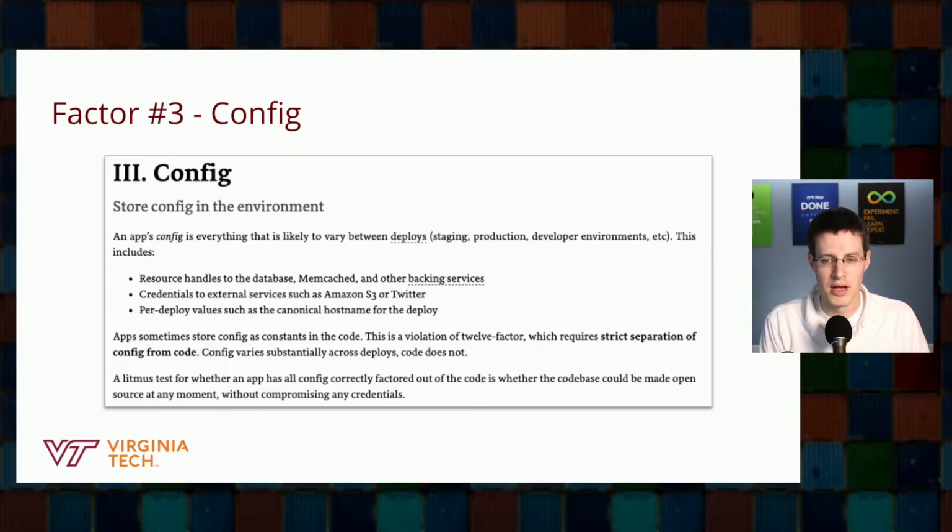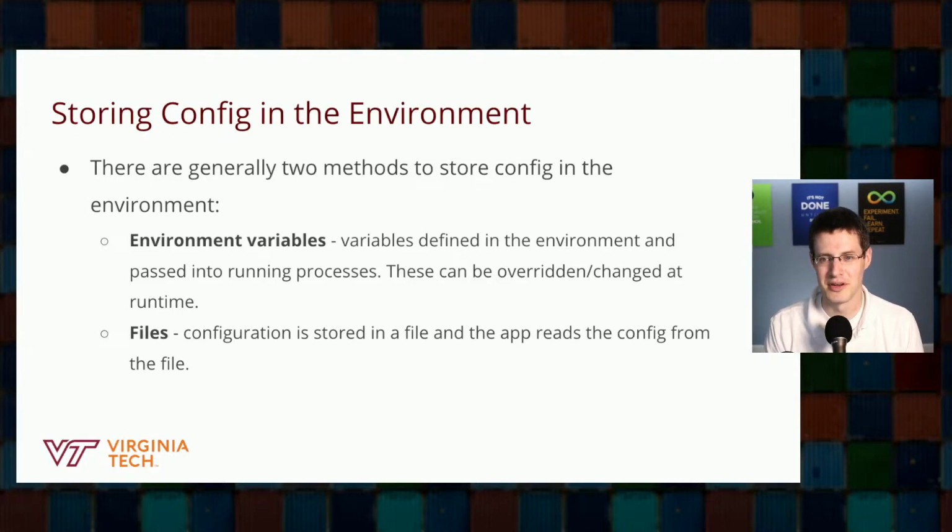And this final point, a litmus test for whether an app has all config correctly factored out of the code is whether the code base can be made public or made open source at any moment without compromising any credentials. And so, yeah, if you have any secrets baked into your code base, well, then you're in violation of this. Okay, and no big deal if that's the case for any of your apps right now. Got to start somewhere, and you can always iterate to make it better.